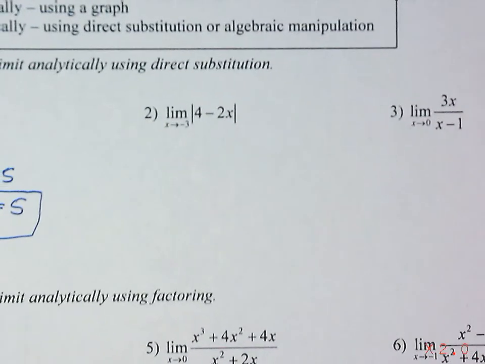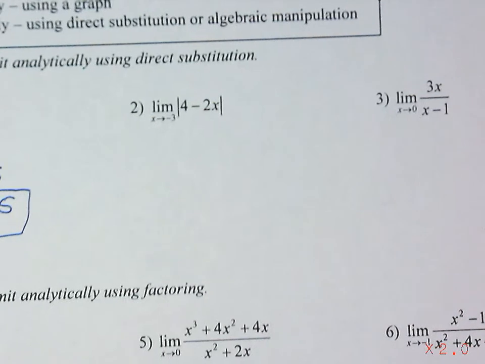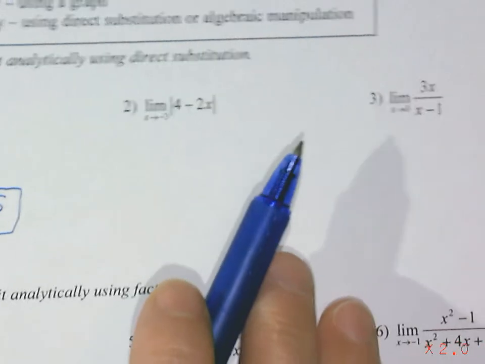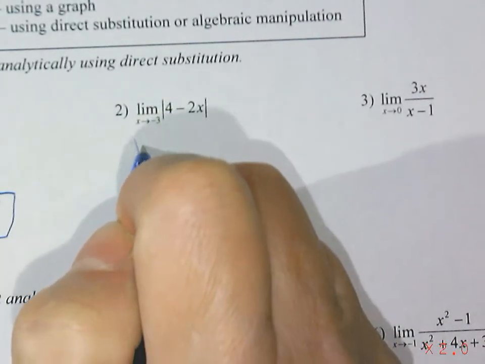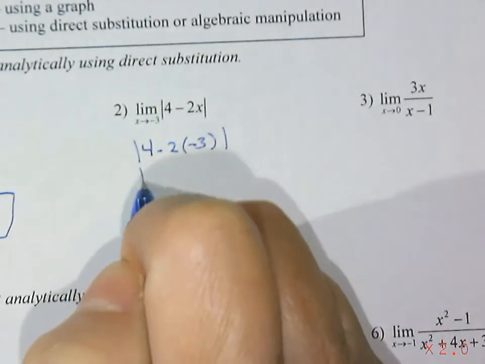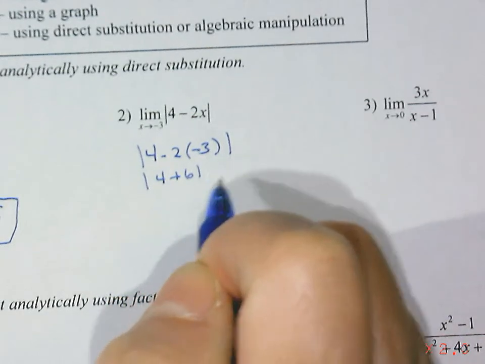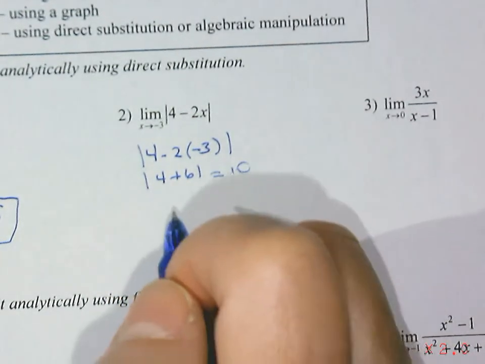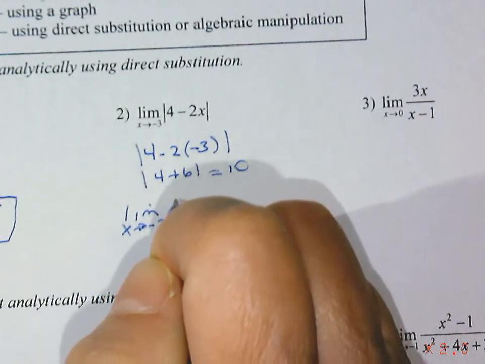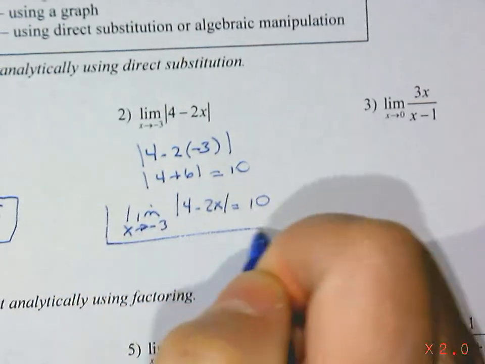The second example we're using direct substitution is also something that's continuous, so that's why direct substitution will work. I want the limit as x approaches negative 3 of the absolute value of 4 minus 2x. So I'm going to have the absolute value of 4 minus 2, replacing x with negative 3. So I have the absolute value of 4 plus 6, which is equal to 10. So the limit as x approaches negative 3 of the absolute value of 4 minus 2x is going to equal 10.